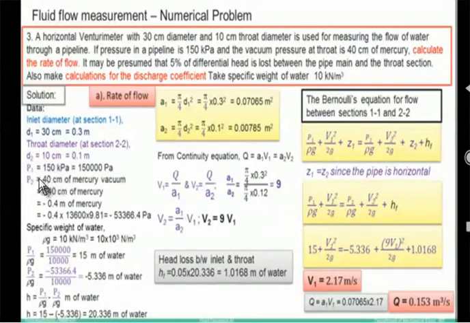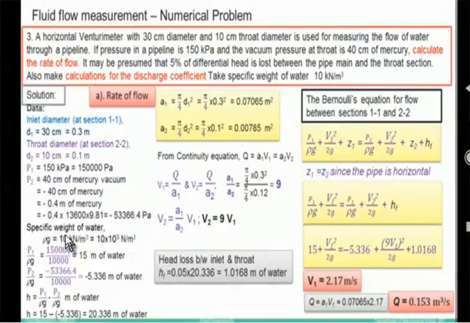Then it is 1,50,000 pascal. Okay, P2 he has given as 40 centimeter of mercury. Pressure at the throat is P2, that is 40 centimeter of mercury. So that becomes 0.4 meter of mercury, and 0.4 into specific gravity of mercury into g. Here this unit is pascal and this unit is meter of mercury, so we have to convert it into pascal. For that we multiply by the specific gravity of mercury and g, the acceleration due to gravity. Then we will get it in terms of pascal.